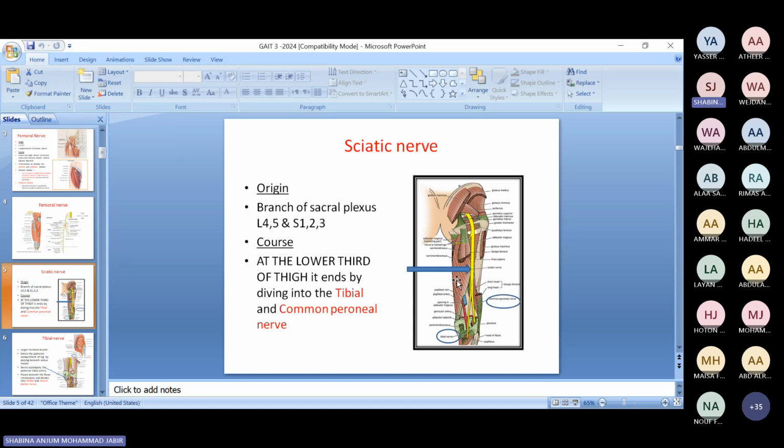What will happen to this nerve? If you see, at the lower third of the thigh, it divides into two branches. One is called the tibial, and the other is called the common peroneal nerve. Just now, sometime back, I told you the peroneal word is related with the fibula bone or the lateral side. So you have one nerve called the tibial nerve and one nerve called the common fibular or common peroneal nerve.